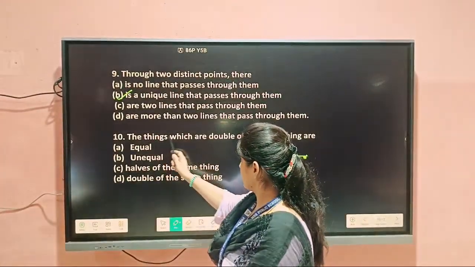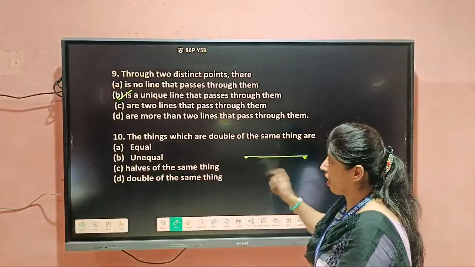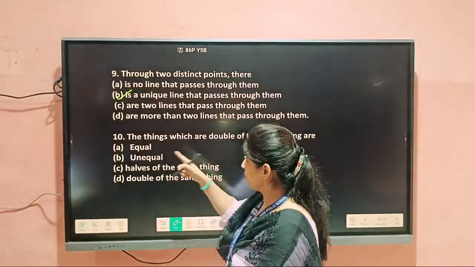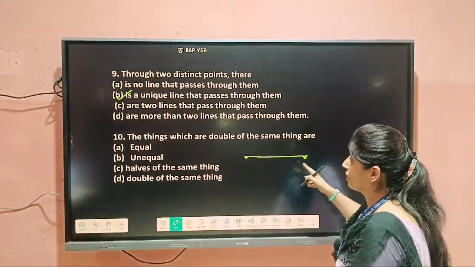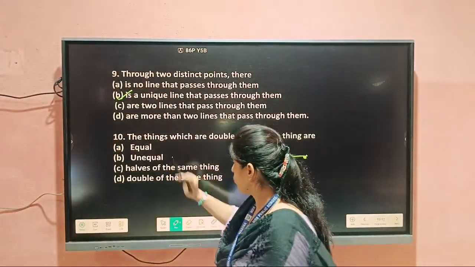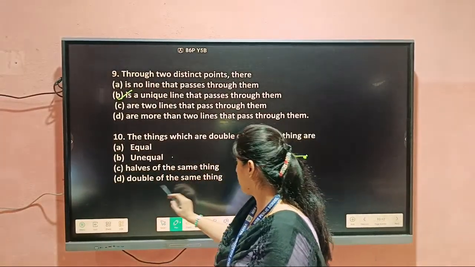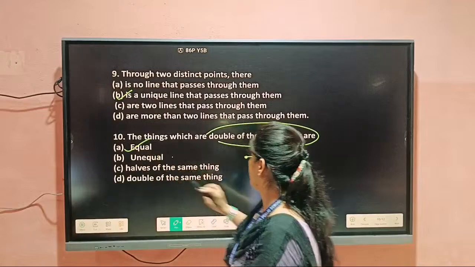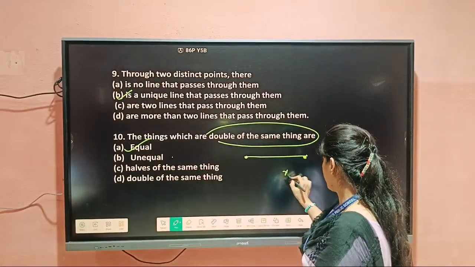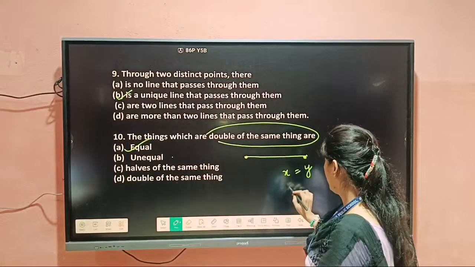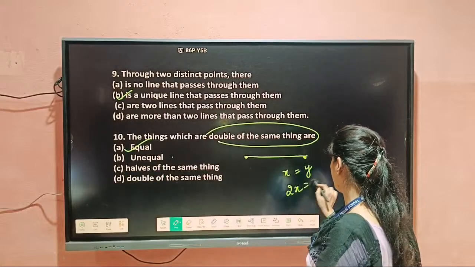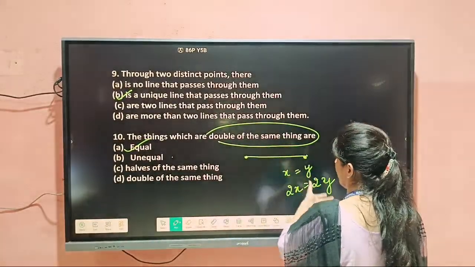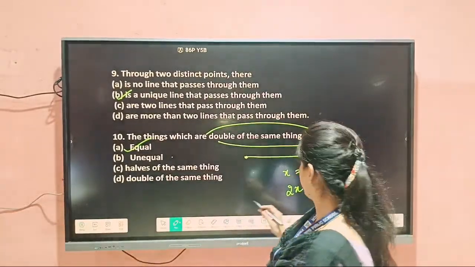Next, the things which are double of the same things are, that is the Euclid axiom. The things which are double of the same things are equal, unequal, half of the same thing and double of the same thing. So things which are double of the same things are equal. Like if x equals y, and we multiply with 2, then 2x is also equal to 2y. So if things are equal, then their double are also equal, right?